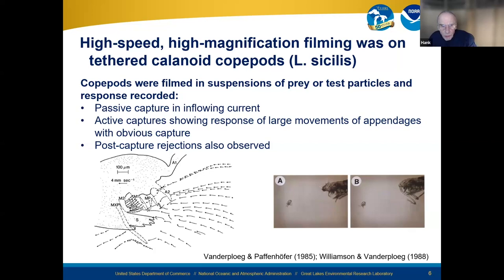You might ask, why are we using high-speed microcinematography? The oscillation rate of the appendages was 50 hertz, and so you had to be able to look at millisecond scales to figure out what's going on. Here is a result that Craig Williamson and I got of a diaptomid trying to catch its nauplius without success. Next slide.